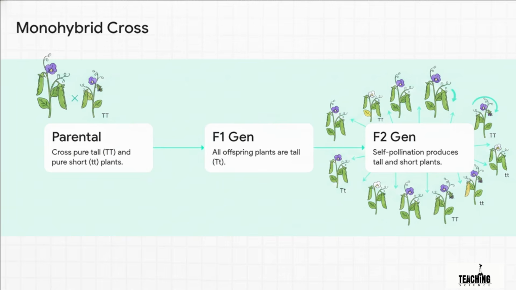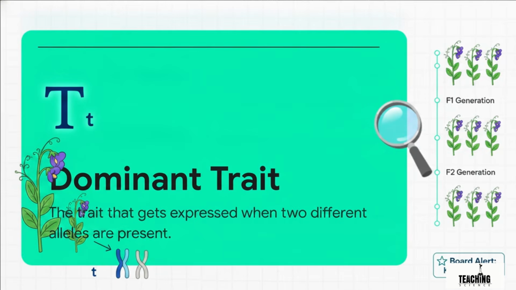Then, in step 3, he let those F1 tall plants self-pollinate to create the F2 generation. And this brings us to a super important definition for your board exams. Because the tall trait completely took over in that first generation, Mendel called it the dominant trait. We represent this with a capital letter, like a big T. The short trait, which was completely hidden or suppressed, is called the recessive trait, represented by a small t.